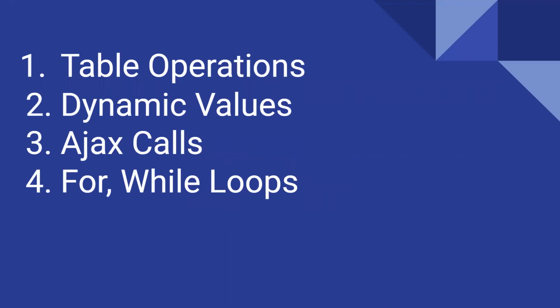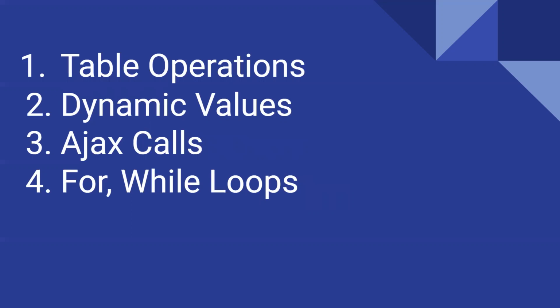So first is table operations. If our test case is based on some calculations and manipulations of table operations, then we will not be able to spy our object and record the test case, because table operations are related to rows and columns, and those are always dynamic. So we are not able to capture the object in that case, right?